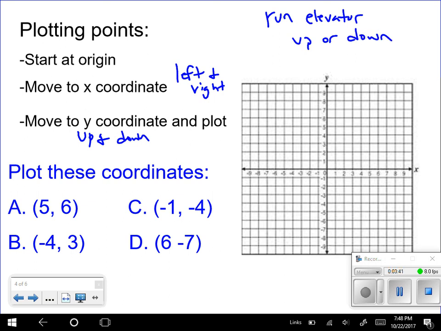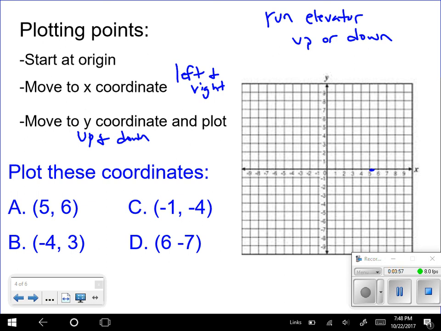So if I plot these coordinates as some examples, because you will have some problems in your homework where you're plotting coordinates to help you draw a figure. Not so much in this case, but just plotting some coordinates. We're going to go 5 over to the right.